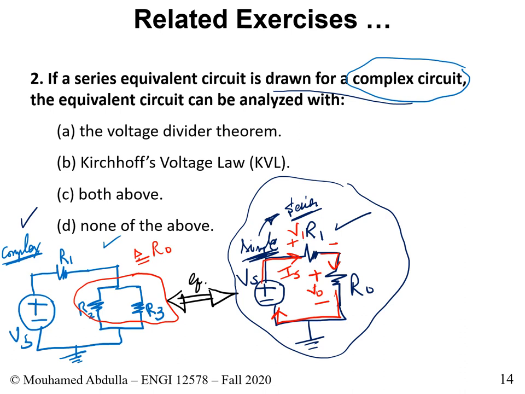So if this is what you're trying to do, you're trying to analyze, you want to find IS, you want to find V0, you want to find V1, which one of these different approaches, these different tools, would you use?